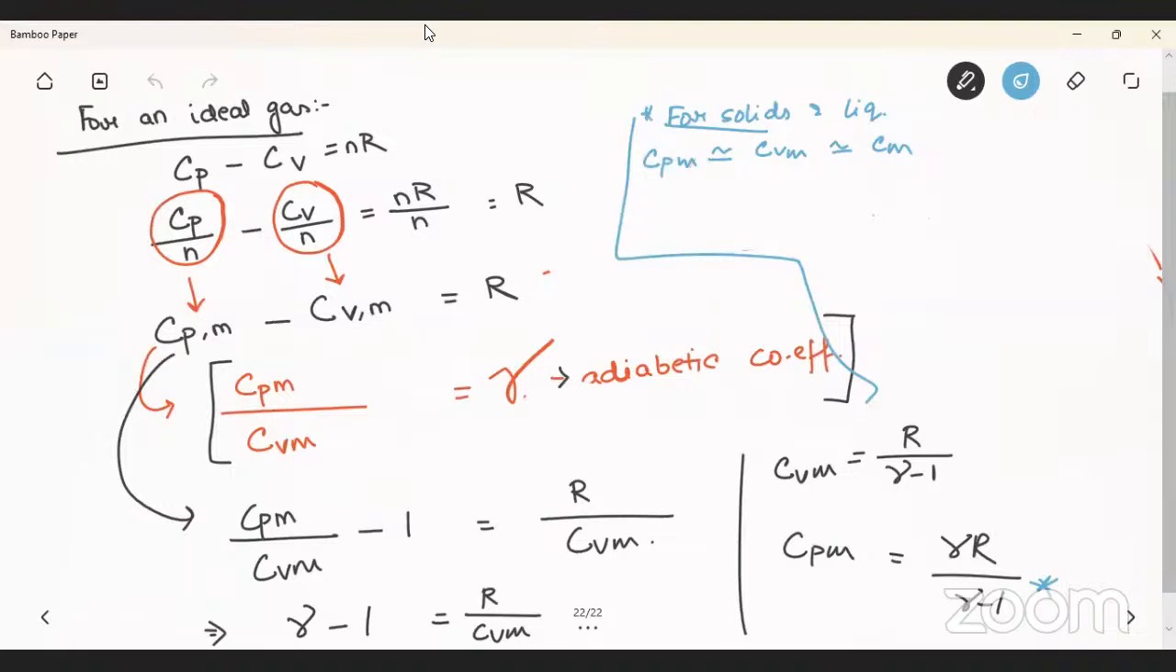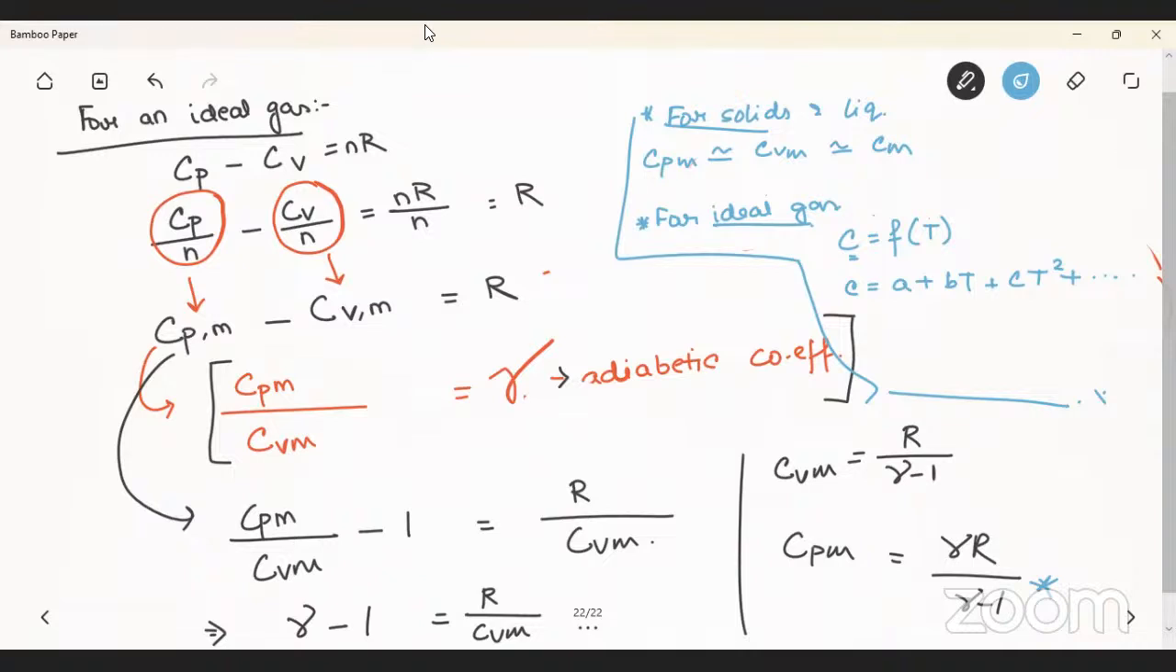And for an ideal gas, one more point: if C is given as a function of T, this is something for IIT students, C will be equivalent to A plus BT plus CT square and so on. They can ask you C, they will give you this function. And if the values are given, just write like this and solve the quadratic equation. Is this part clear?